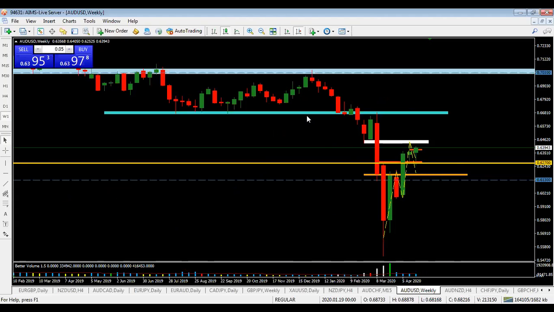The bigger trend will be to the upside, but that notwithstanding, from the weekly time frame, what we can see is that this was a level of structure, so we expect that our market should make its way up to this zone. From that point, we can start selling to the downside. So that's the case with Aussie USD.